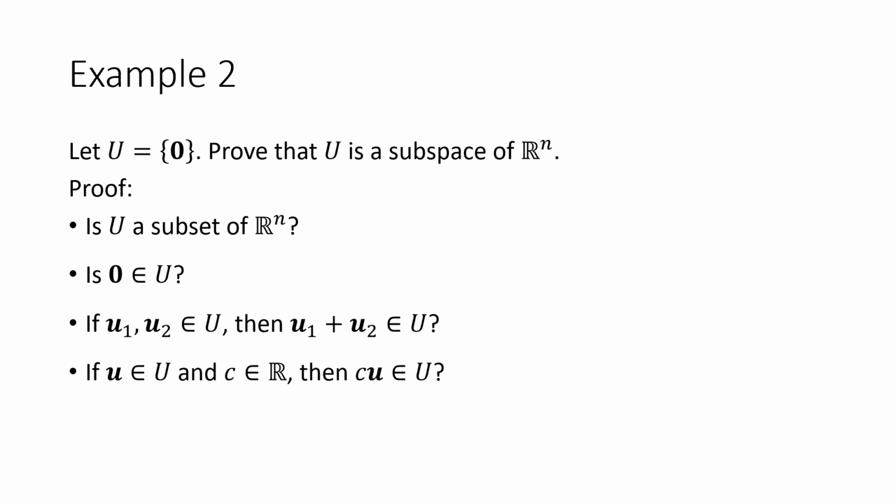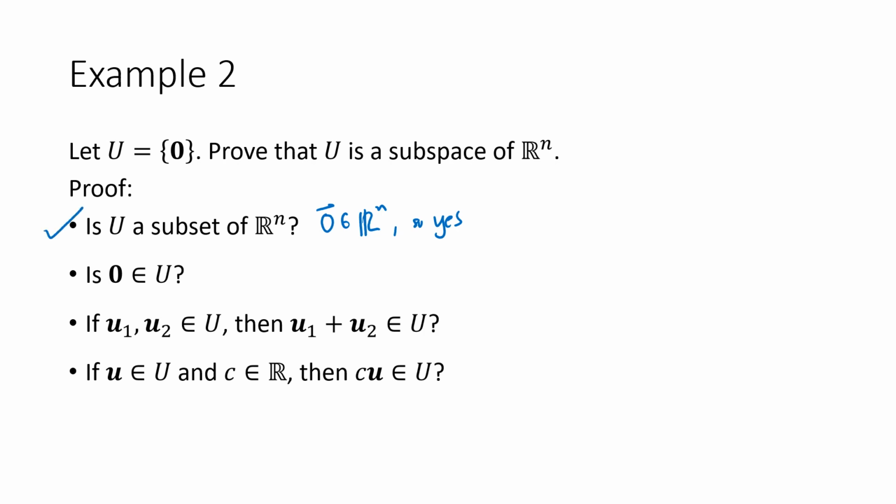So again, we're going to go through our checklist. Is this a subset of Rn? Again, the only thing we have to make sure of there is that all of the vectors in our set are vectors that are in Rn. And certainly this 0 vector is in Rn. So yes, we've only got one vector in our set. It's in Rn, so we're good.